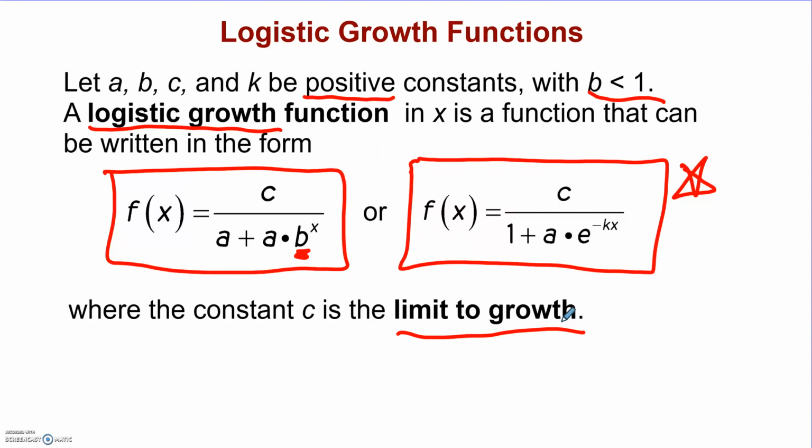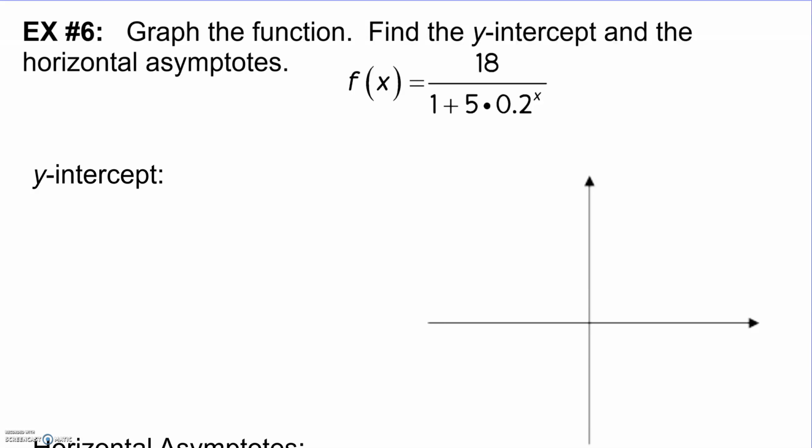We have f(x) = 18 over 1 plus 5 times 0.2 to the x power. Notice that all of the a, b, c, and k are all positive, and this b value here is less than 1, which is what we are looking for.